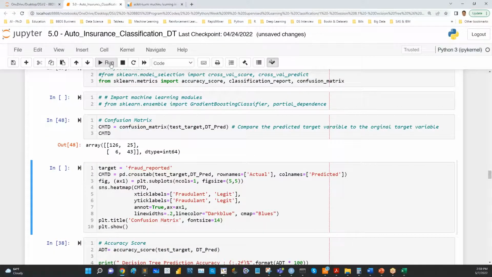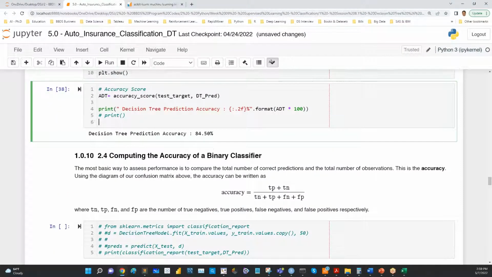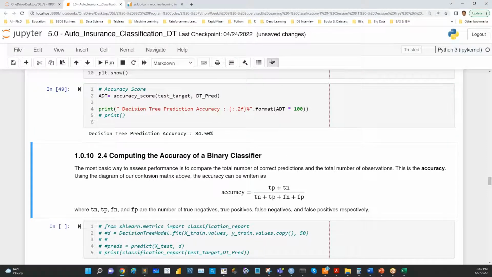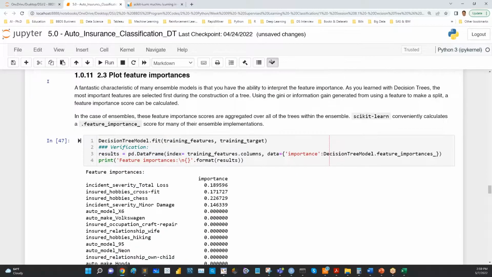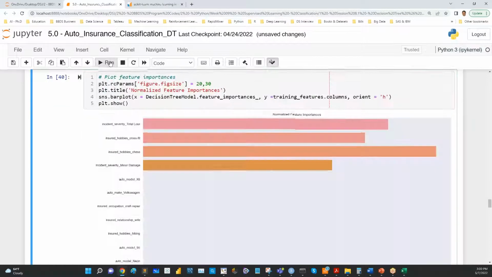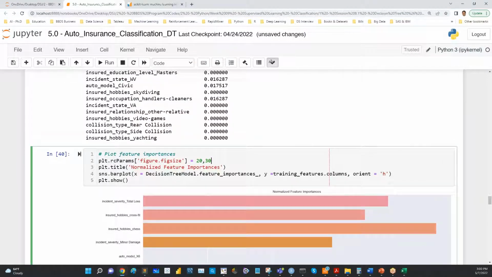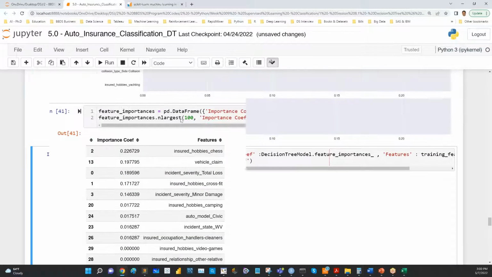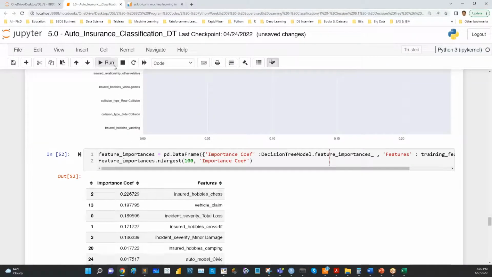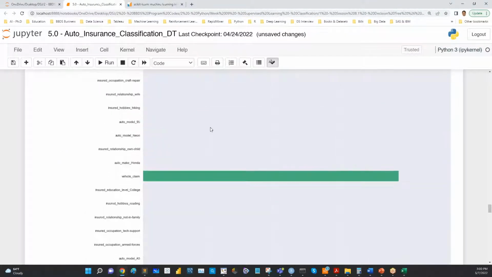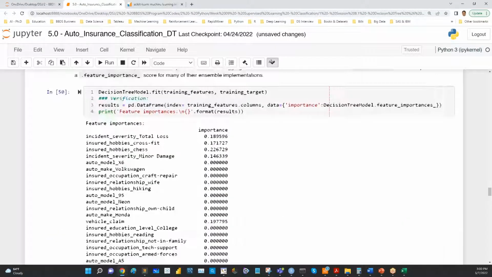Confusion matrix, accuracy, still 84.5. Let's see what happened.